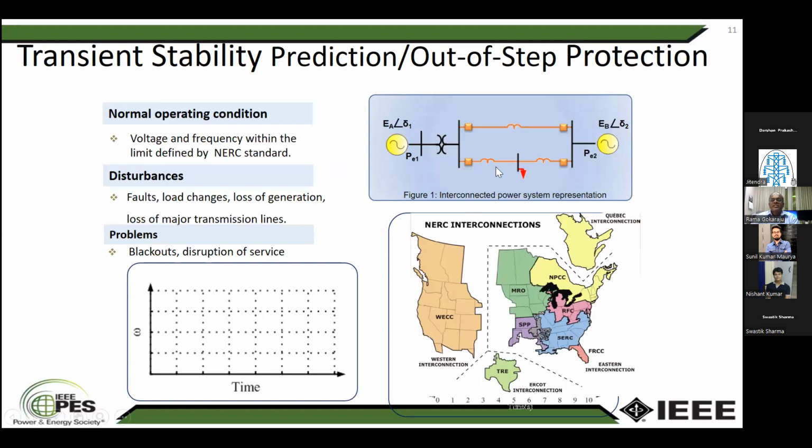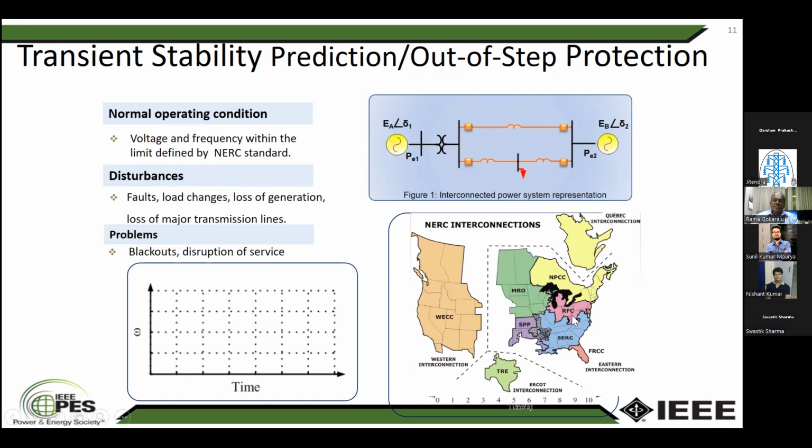On the right side, I have shown a two machine representation, or two equivalent systems. Here the North American Electric Reliability Corporation region is divided into several regions, which includes the US, Canada, and Mexico. Saskatchewan and the Dakota region form part of the Midwest Reliability Organization. WECC is the Western Electricity Coordinating Council. Then we have the Eastern Interconnection, and so on.